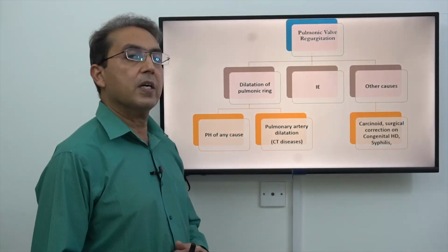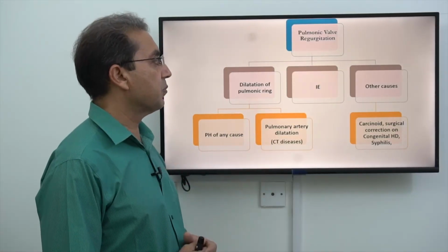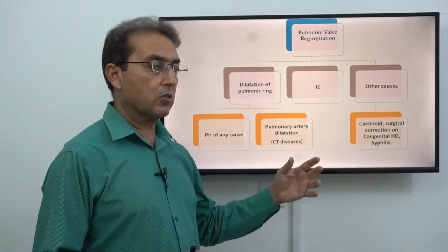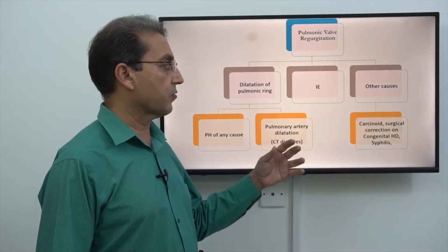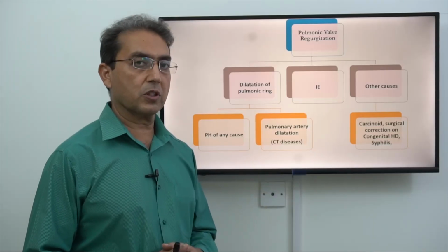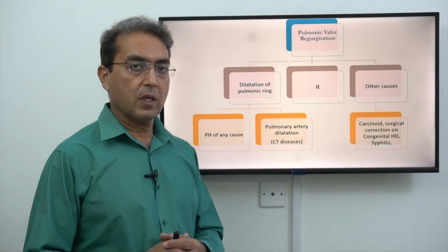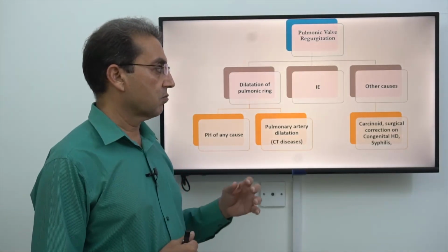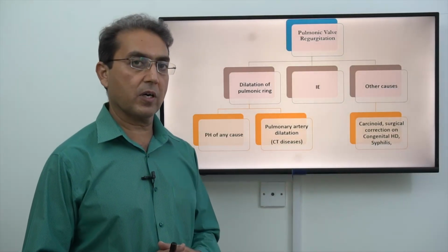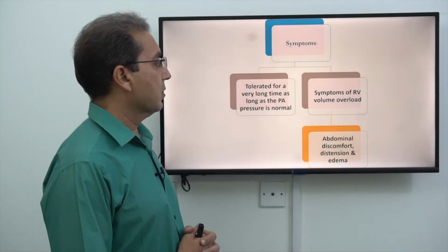Then patients who have right-sided infective endocarditis can develop pulmonary regurgitation. The other less common causes include carcinoid syndrome and surgical correction of congenital heart disease. For example, if congenital pulmonary stenosis is dilated with a balloon, then it can result in pulmonary regurgitation. It is also seen in some patients with tertiary syphilis. Now, what are the symptoms?